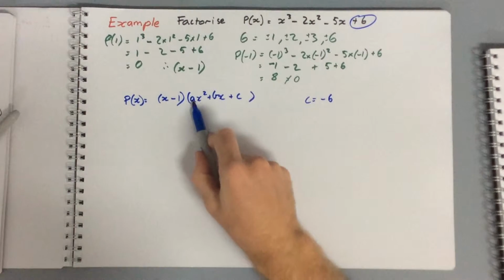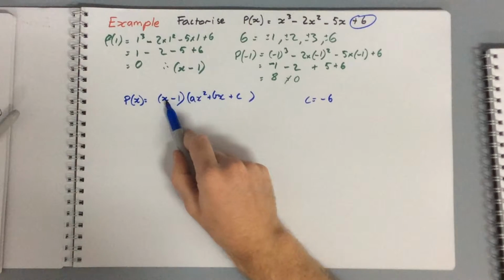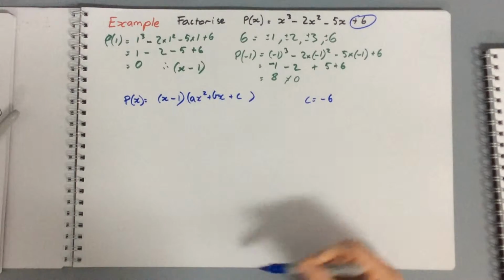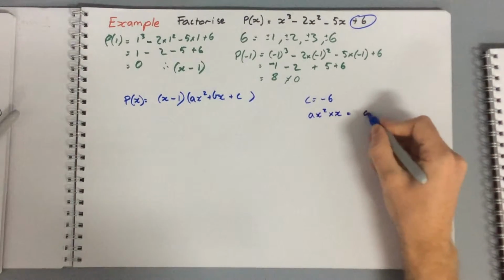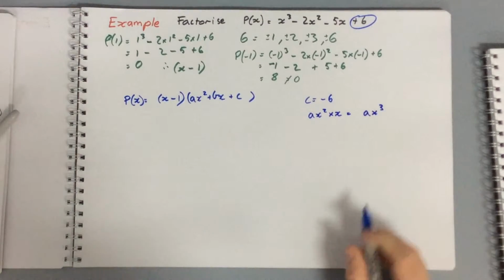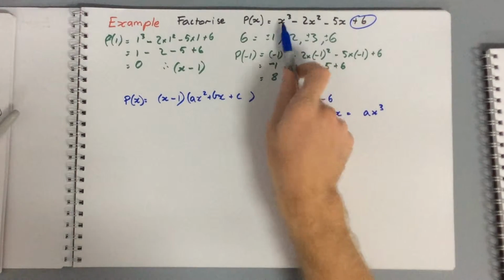Now, if we multiply ax squared by x, well, that's going to give us ax cubed. That's what we want, our x cubed term.